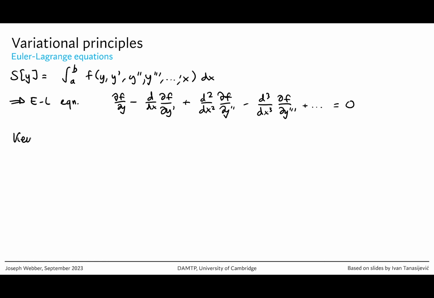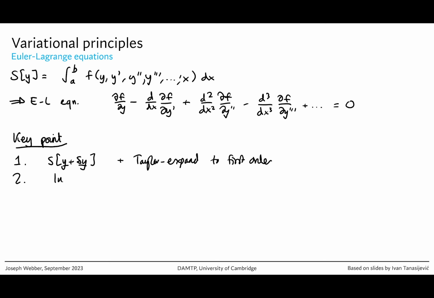So key point: no matter what you're given, you take S of y plus delta y, and we'll just write those as vectors to be most general, and Taylor expand to first order, and you integrate by parts. And that will get you the Euler-Lagrange equation for whatever functional that you're dealing with. Okay, so that's most problems solved.